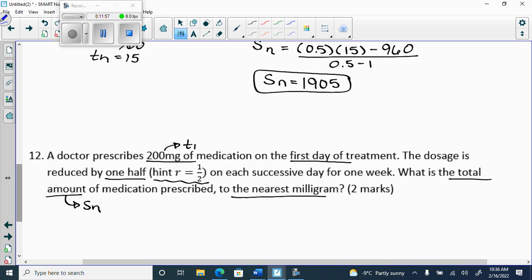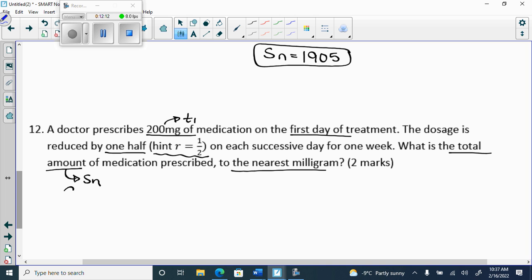Now this is the thing. It halves every single day. So it's half, then half, then half. Is that an R or a D? Well, it'd be an R because if you're halving, you're multiplying by 0.5, right? If you multiply, it's R. So this is geometric. So we need a geometric sum.